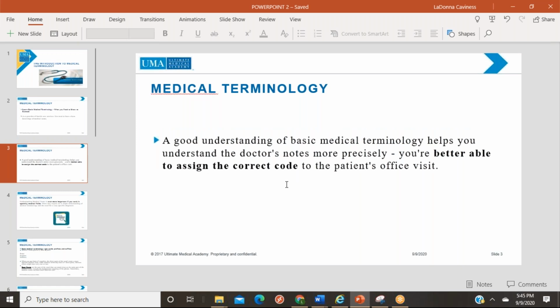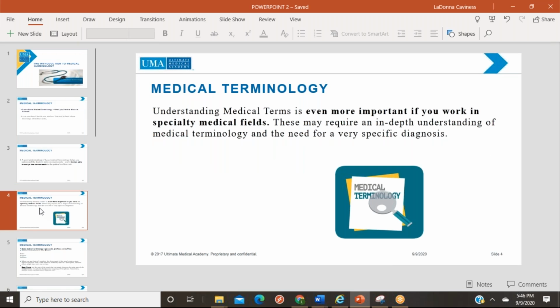A good understanding of medical terms is essential when you're working as a medical coder, as a medical biller, and a lot of times as an administrative individual as well. Understanding medical terms is even more important when you work for specialty groups. For example, if you are a medical coder and you work in a cardiologist's office, you need to have a very good understanding of medical terms as they relate to cardiology conditions and disease processes.